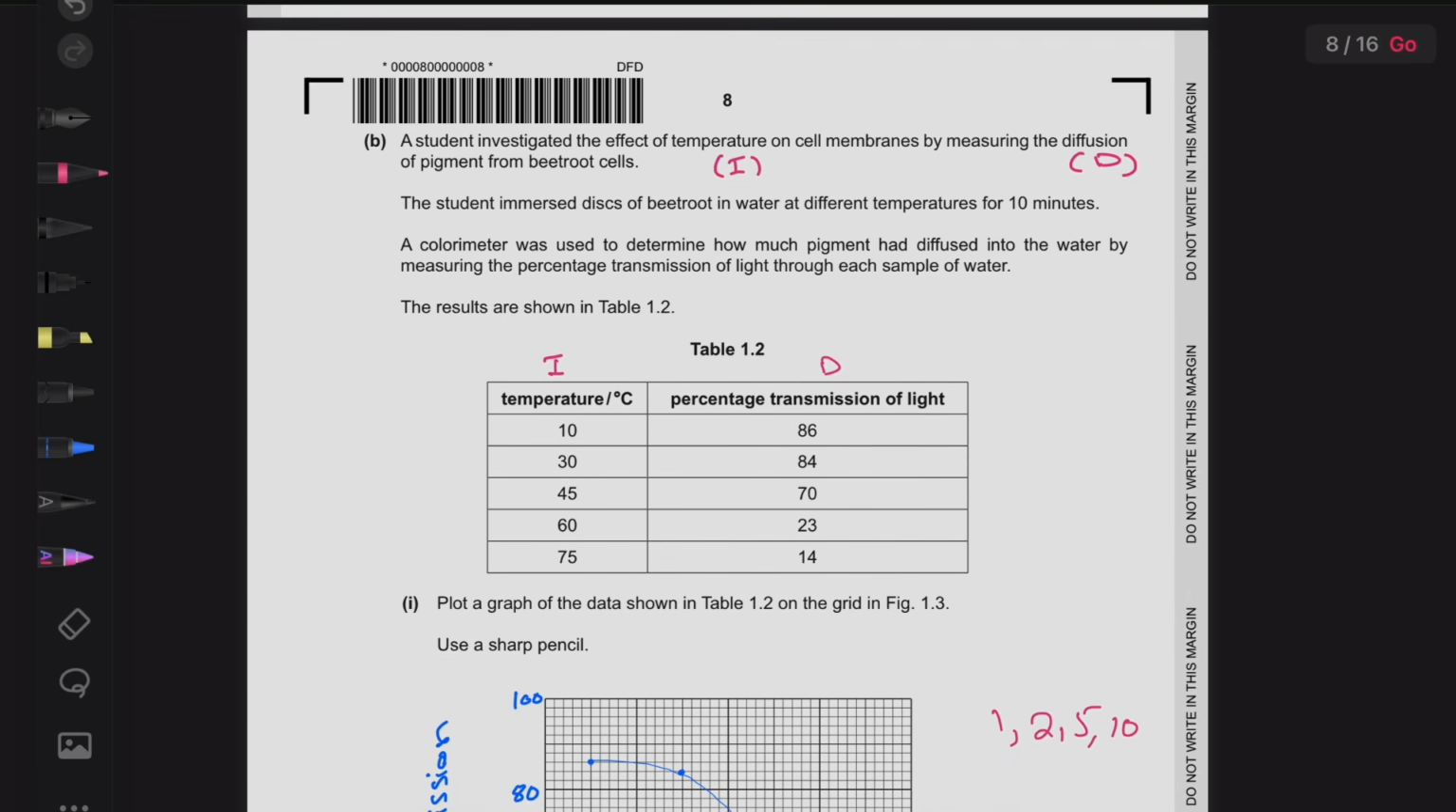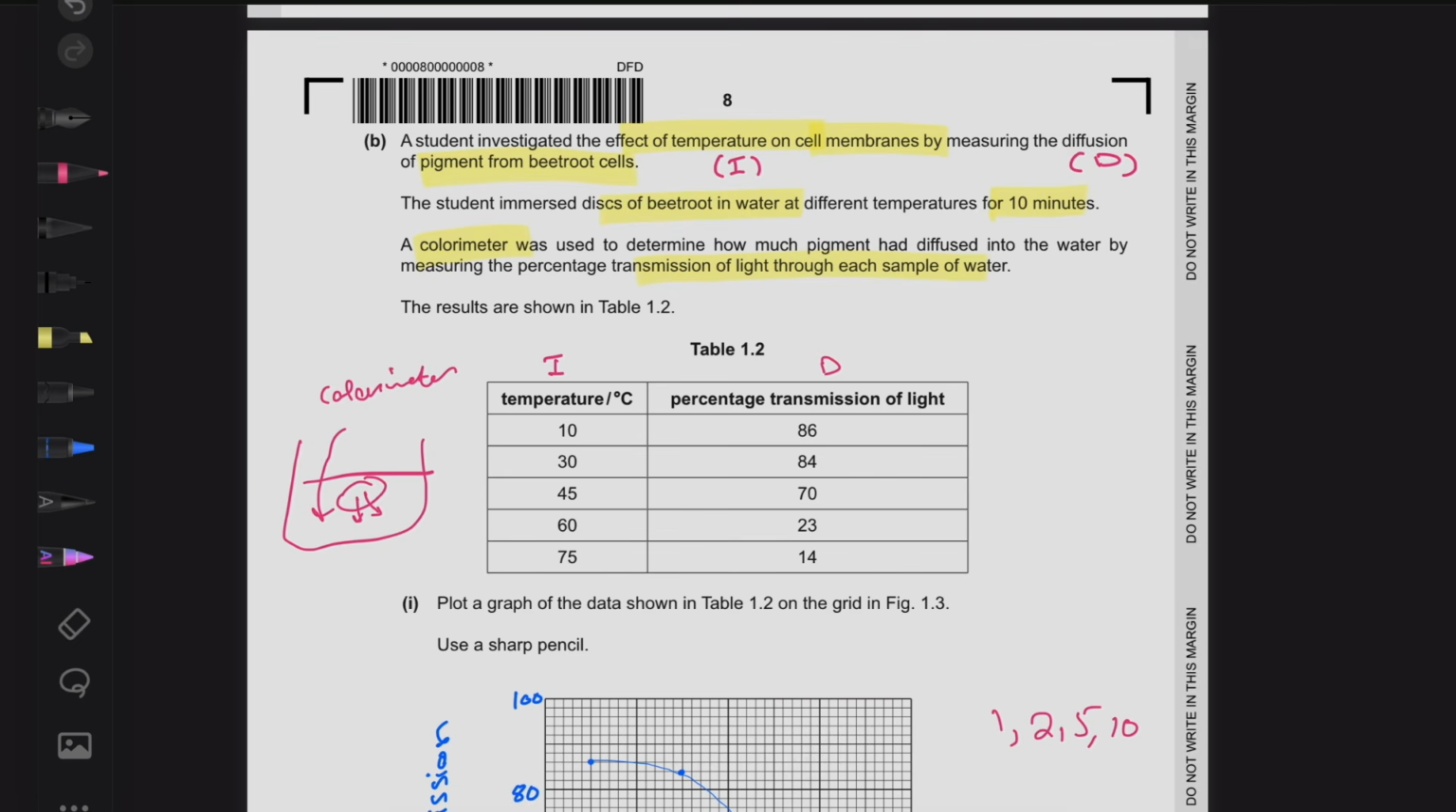Then we're told that an investigation was carried out on the effect of temperature on cell membranes by measuring diffusion of pigment in beetroot cells. A student immersed discs of beetroot into water at different temperatures for 10 minutes, then used a colorimeter to measure the percentage of transmission of light through each sample of water. So basically we have water and a beetroot disc, and then pigment would go out by diffusing through the cell membrane, and then a colorimeter would measure the transmission of light.